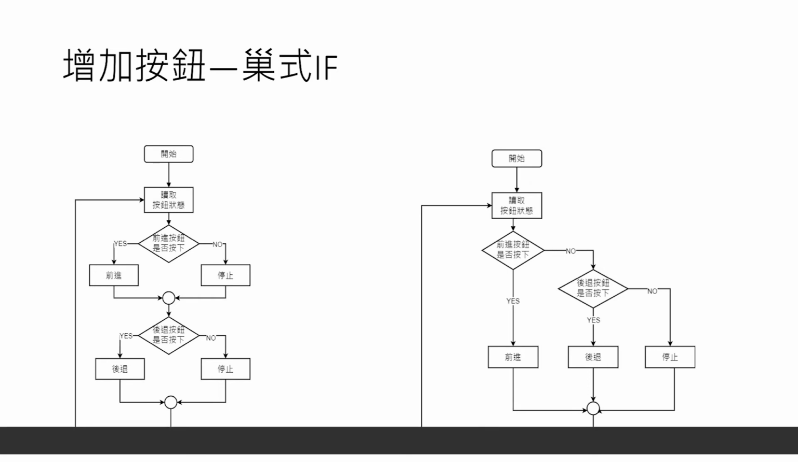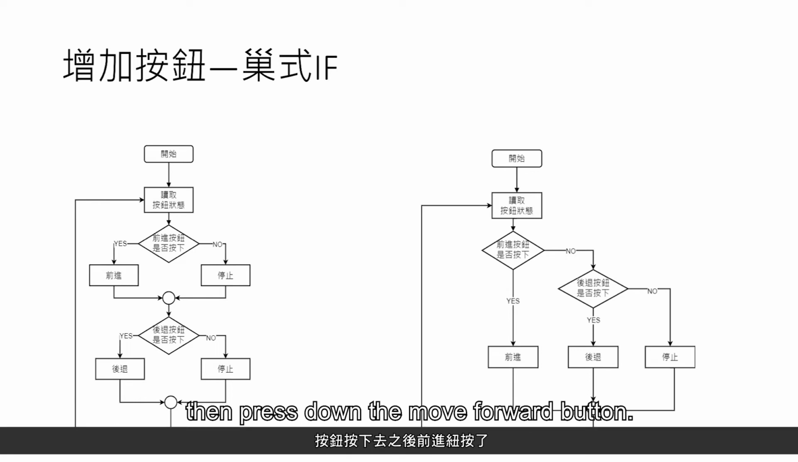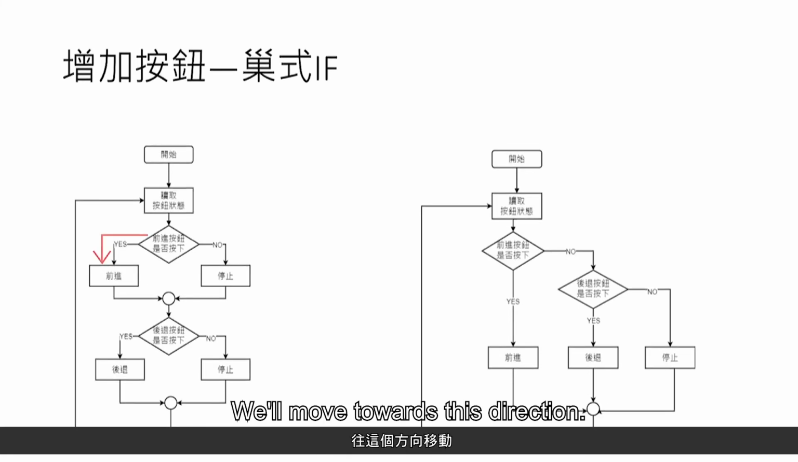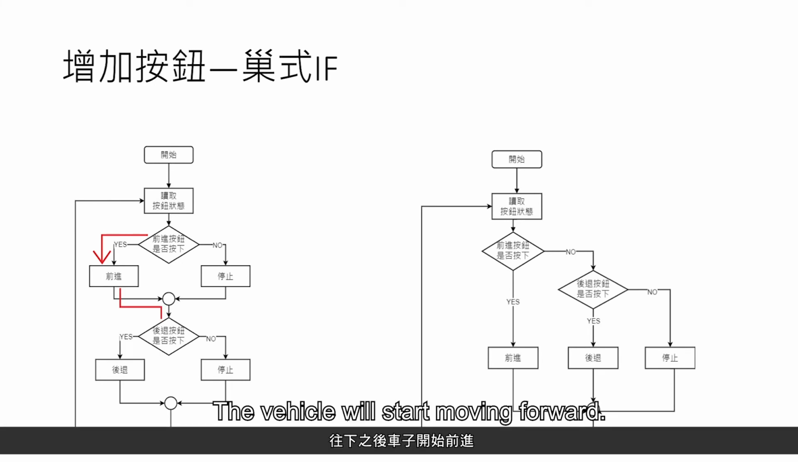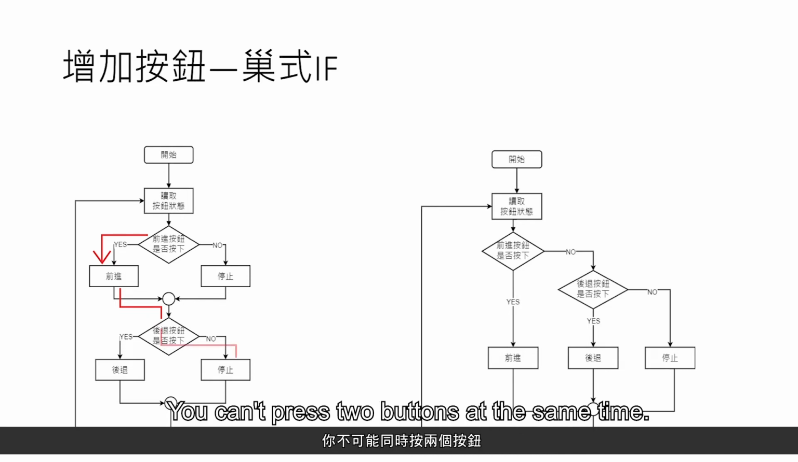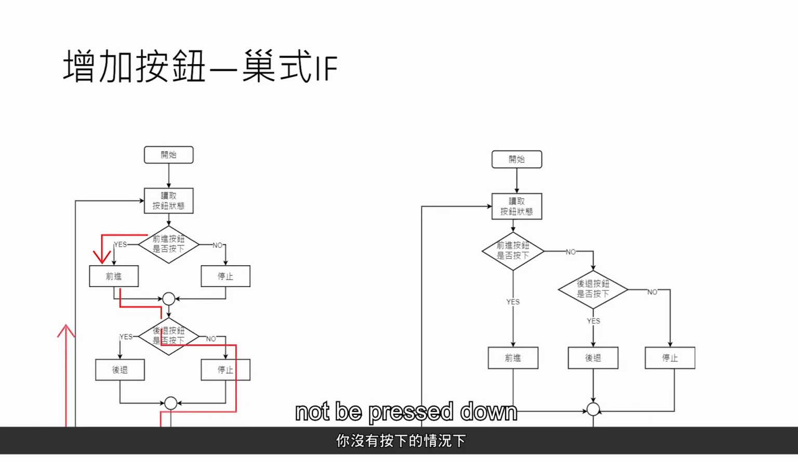For this one, we'll read in the status, then press down the Move Forward button. We'll move towards this direction. Then we'll move down. The vehicle will start moving forward. You can't press two buttons at the same time. The other button will not be pressed down, so it will move towards the No section. Then it will go back. What does it mean? One is pressed and the other one is not. There will be two commands. The first one is to move forward and the second is to stop. Should it go forwards or stop? What does this action mean? This flowchart is wrong. The right flowchart is the correct one.